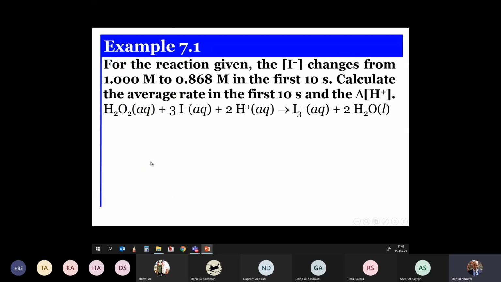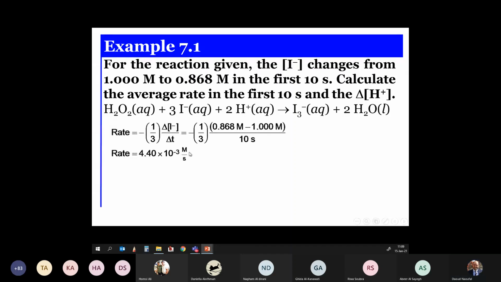Example 7.1. For the reaction given, the concentration of I minus changed from 1 molar to 0.868 molar in the first 10 seconds. So at t equals 0, I have 1 molar I minus. At t equals 10 seconds, the concentration equals 0.868 molar. Calculate the average rate of the reaction in the first 10 seconds and the delta H plus.